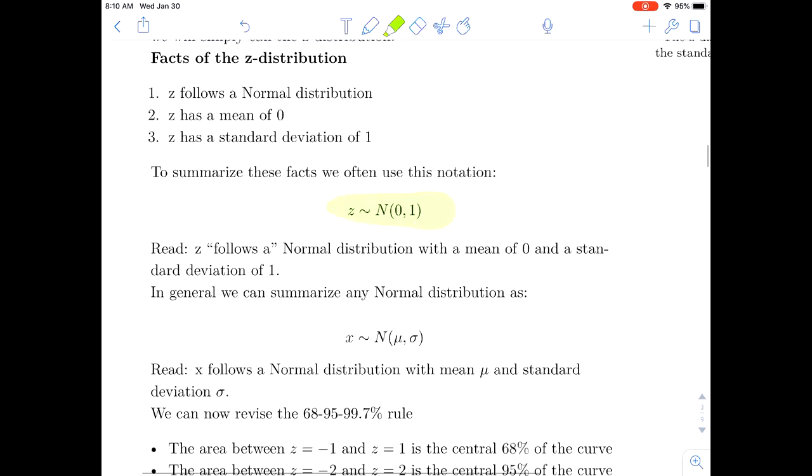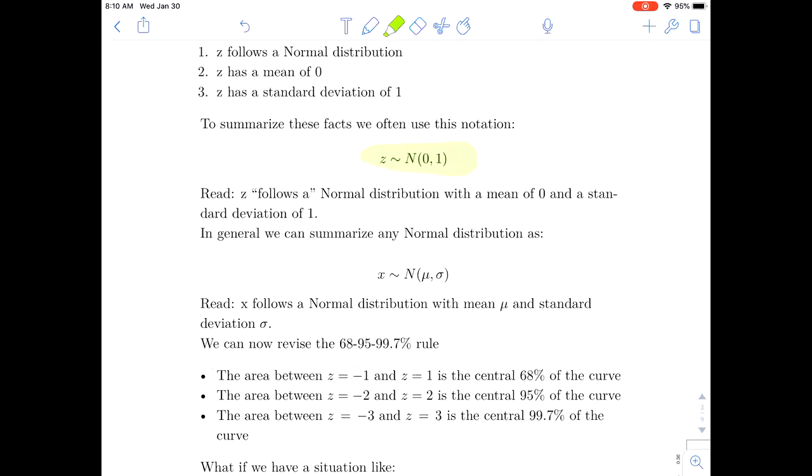Okay. And I have that on here. So you read that Z follows, that's the tilde, a normal distribution with a mean of 0 and a standard deviation of 1. The reason I'm harping on it is because a lot of the time I see people trying to plug in a value for n in here, which kind of makes sense, because lowercase n is your sample size, so fair enough. But here, this N is just denoting the normal distribution, with a mean and a standard deviation.